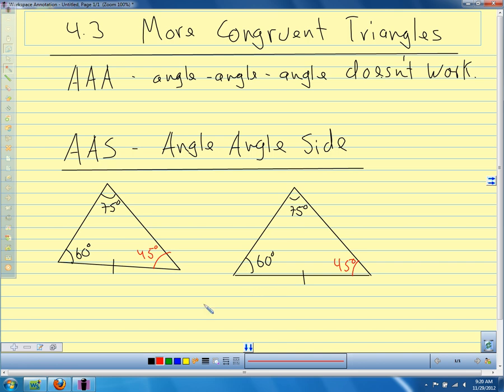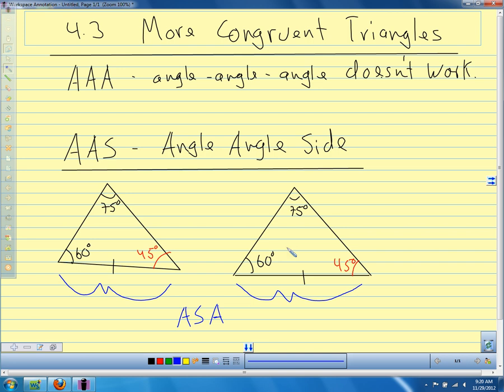Now if we look at our triangles, what combination do we have down here? Now we have angle, side, angle. So by figuring out this third angle, we've turned this into an angle, side, angle combination. So angle, angle, side can lead us to angle, side, angle. So in this case, angle, angle, side does work.